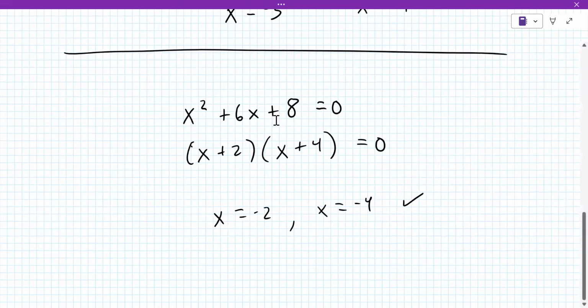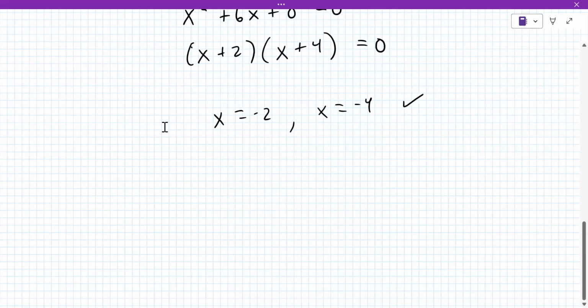Now, this is a perfect problem for us to learn how to complete the square, and then we'll go back to the previous problem or two. So we're going to now solve this problem by completing the square. Okay, CTS, completing the square.